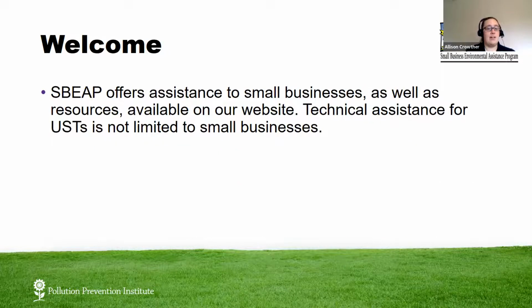So a little bit about us. I am Allison Crowler from the Small Business Environmental Assistance Program, or SBEAP. My colleague Abby Kraus is also on with us today. So what SBEAP does is we offer free confidential environmental technical assistance to small businesses in Kansas. And for the purposes of our UST program, we're not as strict on small business. We do also assist medium and large businesses as well. So that is in the form of hotline assistance. So you can call our hotline to ask us questions about environmental compliance requirements and things like that.